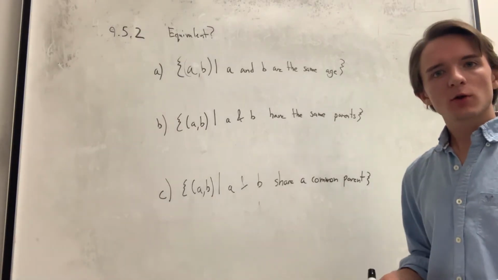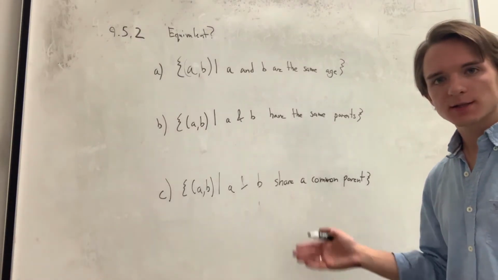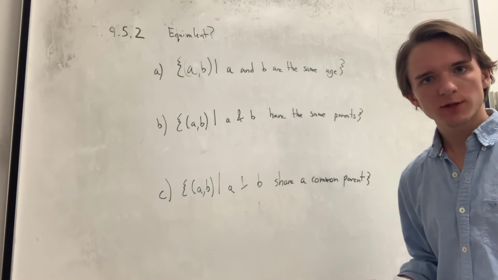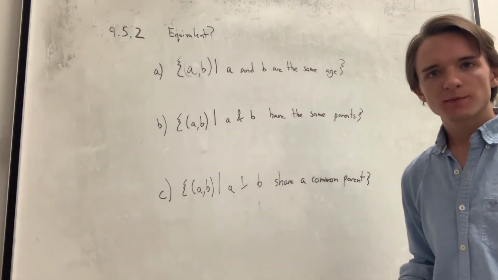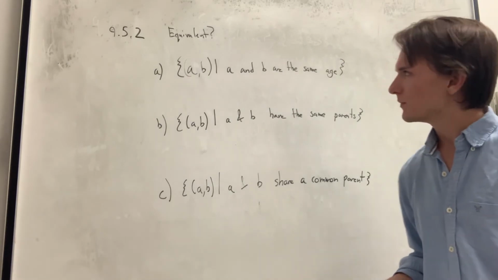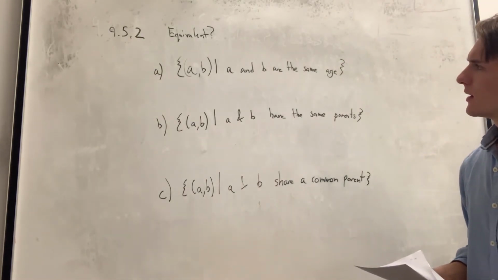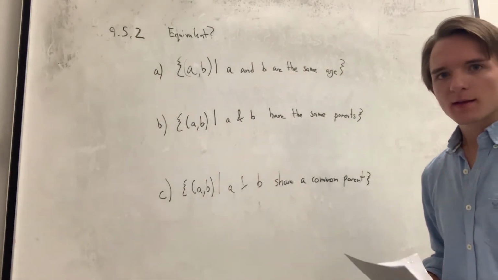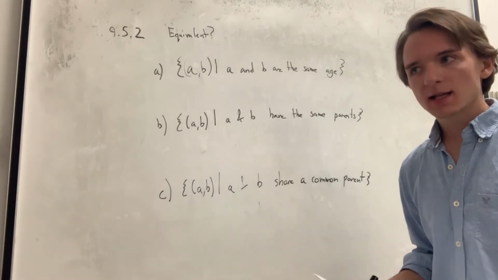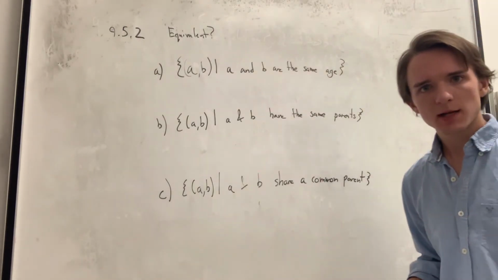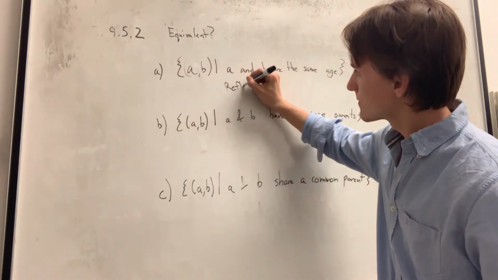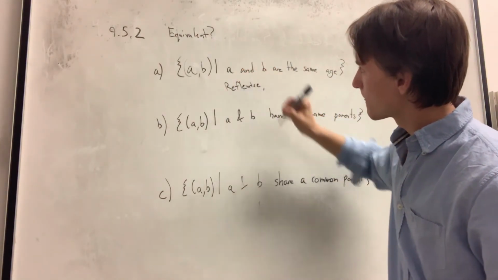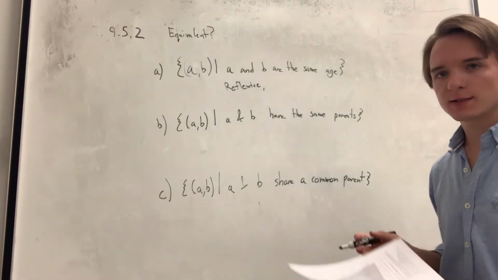Okay, now we need to determine whether the following relations on the set of people are equivalence relations. A and B are the same age. A and B are just any two people. Well, is it reflexive? Does it make sense to say A and A are the same age? Yes, it is.